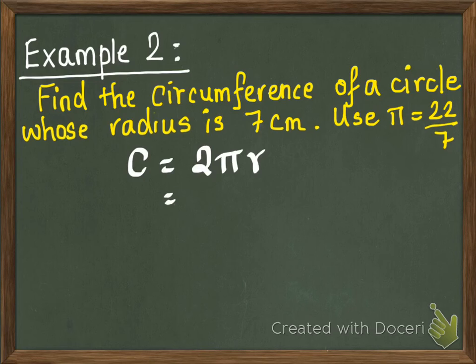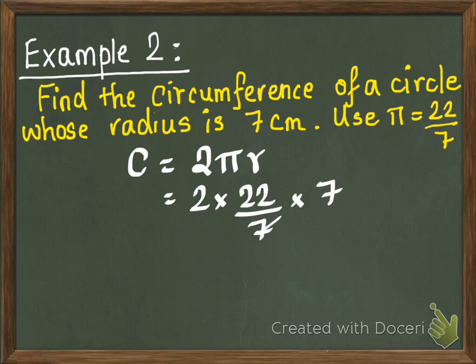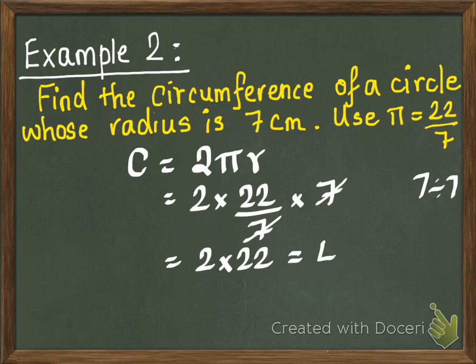Now we will plug in all the values. So C will be equal to 2 times 22/7, since this is given in the question, times the radius here is 7 centimeters, so let's put in 7. Now to calculate, I'm going to cancel the 7 in the denominator and the 7 in the numerator, because this is the same as 7 divided by 7. And you are left with 2 times 22, which is equal to 44. So the circumference of this circle is 44 centimeters.